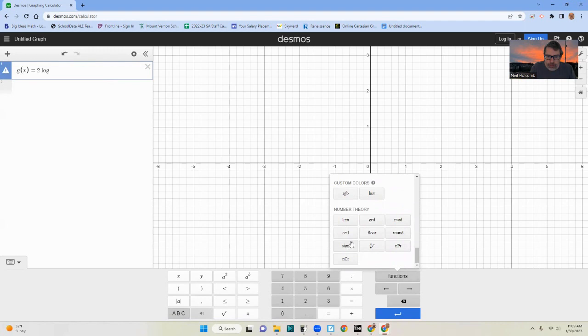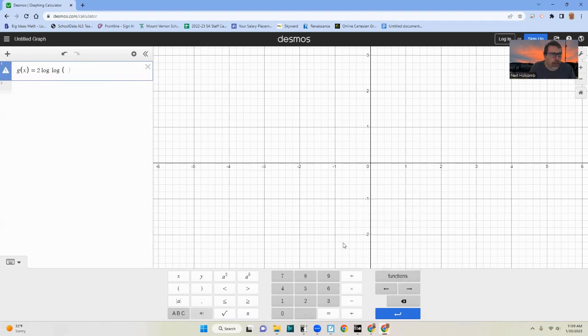Okay, so if I come down here, where is it? Number theory? No. I just saw it a moment ago. There it is. Calculus. So 2 log, and I want a parentheses here. No, it's not letting me do that. How about I just put 0.5? Okay, it's the only way I can enter that, I think. So 2 log 0.5 is my base, and I want x plus 4. Okay, there it is. And my original was f of x.